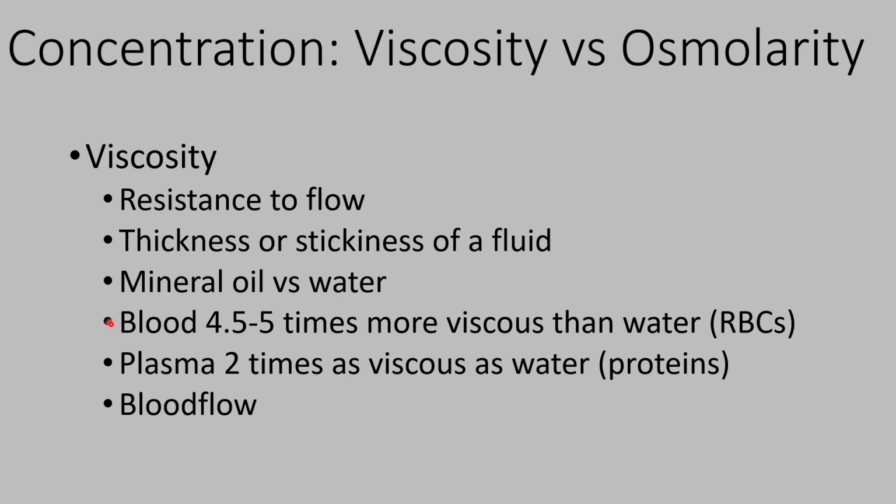Blood, whole blood, is about 4.5 to 5 times more viscous than water, and that's primarily because of the red blood cells. Blood would not flow through a garden hose as easily as water would. Now, if we just take the liquid part of blood, so just the plasma, remember plasma with those things that we just talked about dissolved in it, plasma is about 2 times as viscous as water. So both of them would flow through the garden hose pretty easily, but water would flow easier because plasma is 2 times more viscous. And that reason is because of those proteins that are dissolved in the plasma.